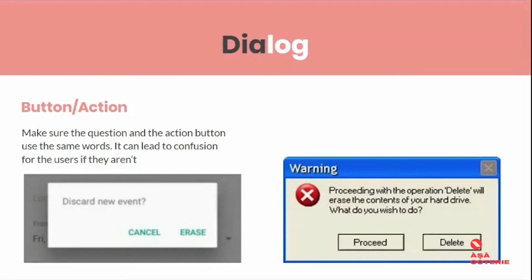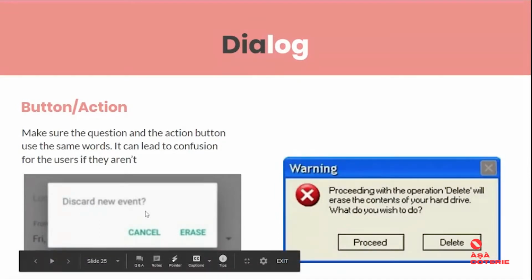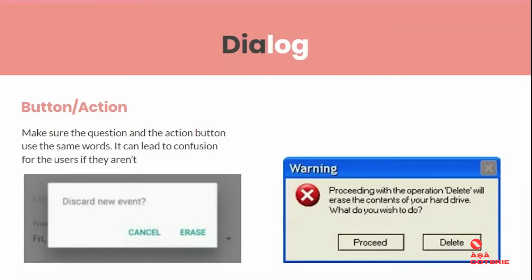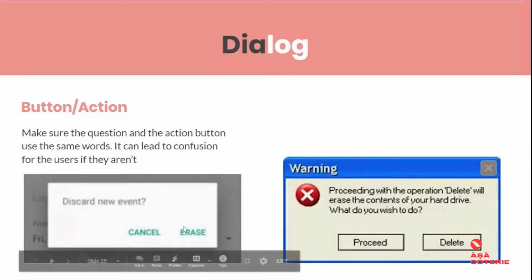So one thing to note, make sure the question and the action button use the same words. If they don't, it can lead to confusion for the users. So we have this example here that says discard new event, and then the button says cancel and erase. The body here is saying discard, the button is saying erase, and it can lead to confusion. It's like, okay, clicking erase, is that what I'm supposed to do? So in a case like this, rather than doing that, it should just be cancel and discard.